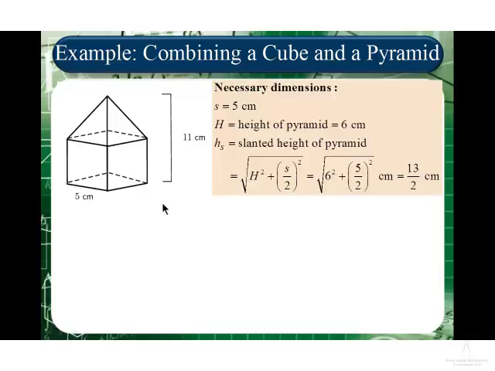Let's see how we can find, first of all, the surface area of this particular combined solid. In this case, let's say the side length of the cube is S equal to 5 centimeters. We know that the height of the pyramid in this case will be 6 centimeters. That's the difference between the height of the cube, 5 centimeters, and the total height, 11 centimeters. So that's fairly easy to find. However, the slanted height of the pyramid, denoted by small h sub s, is slightly more difficult to find.